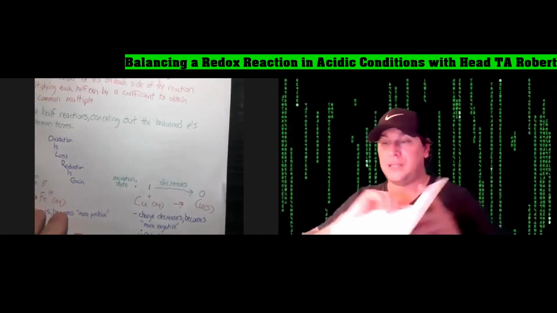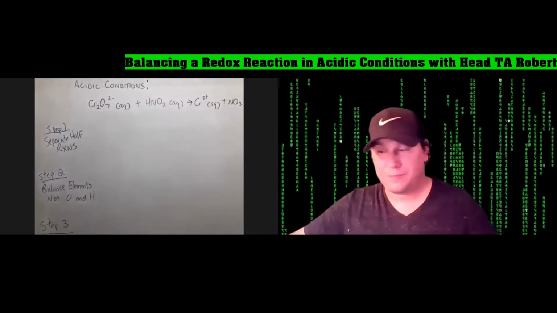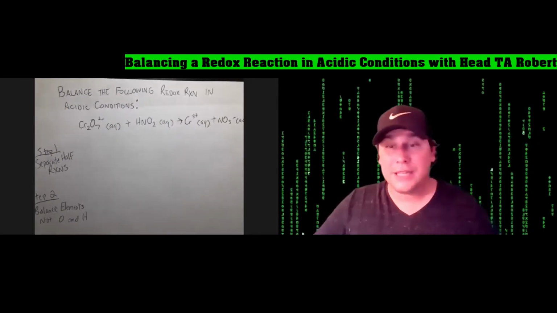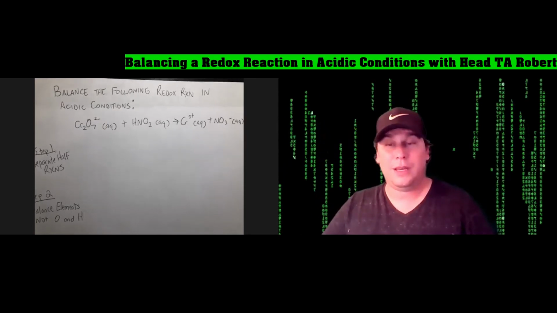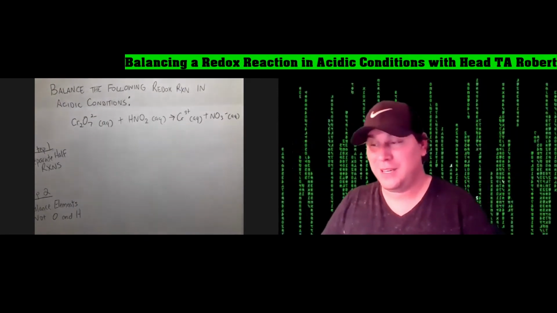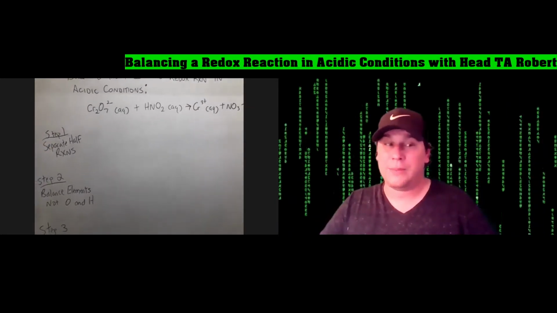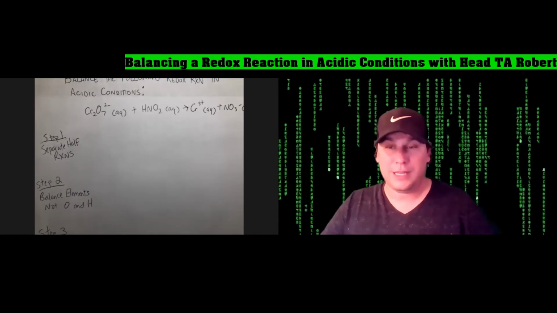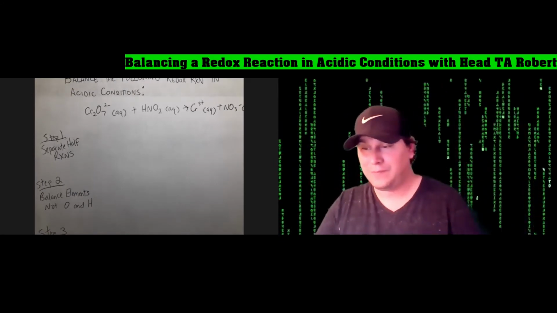Now let's actually balance a redox reaction in acidic conditions. And so it's important we just stick to our steps here. This can get really convoluted if you don't do that, or if you try to skip steps. Some people can do it in pieces like that, but I recommend you follow these steps if you're just learning this, and it'll be a lot easier for you.